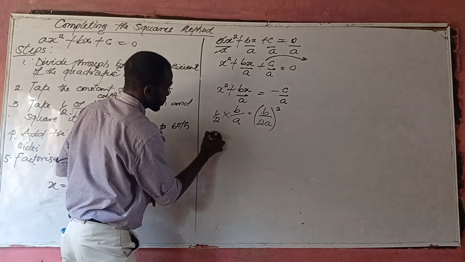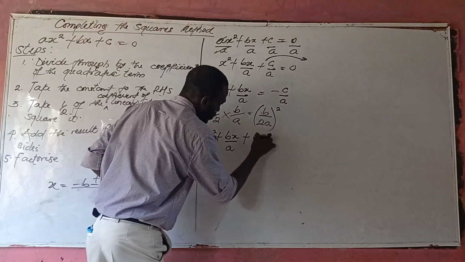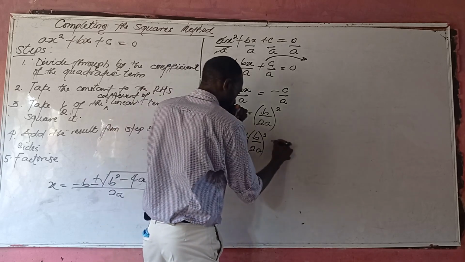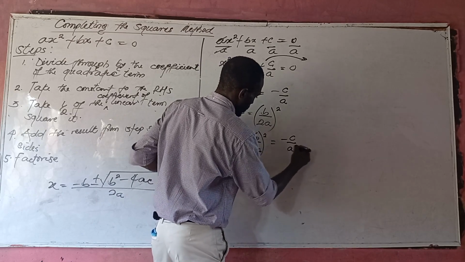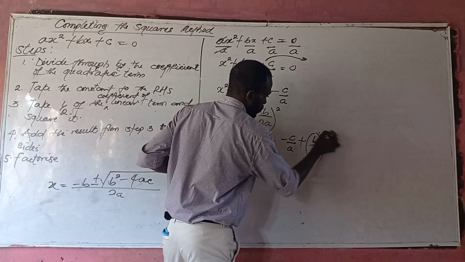So I'll add it here. It becomes x squared plus bx over a plus b over 2a all squared is equal to minus c over a plus b over 2a all squared.